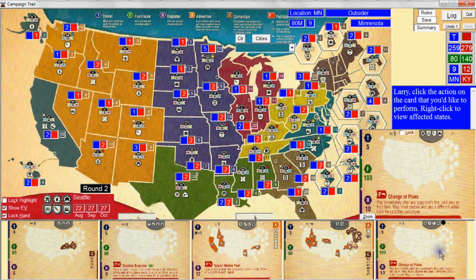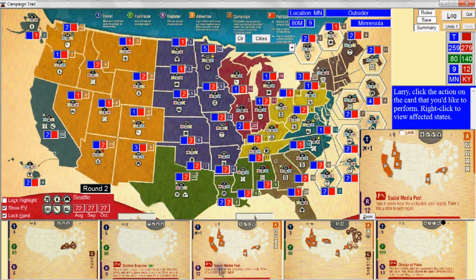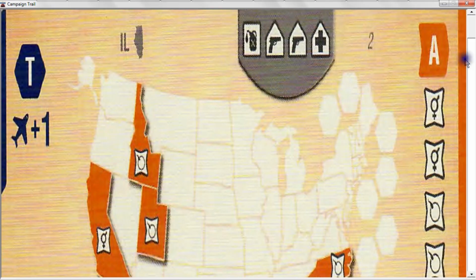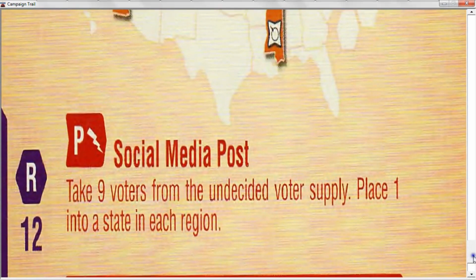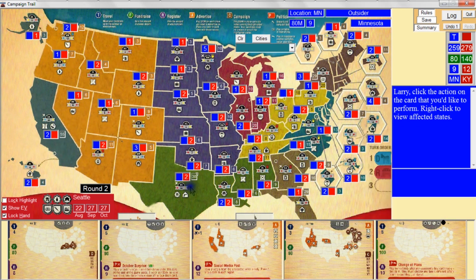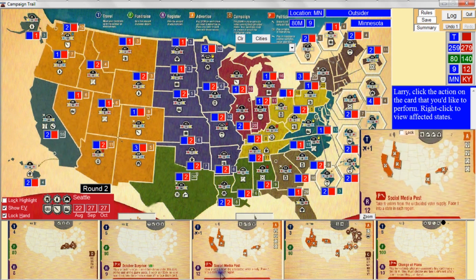I know I'm going to hold on to this card for purposes of the debate. Maybe I'll take advantage of social media posts. We saw that earlier. So social media post says I can take 9 voters from the undecided voter supply and place 1 into a state in each one of the 9 regions of the game. That's pretty powerful. Being able to place 9 voters in one shot is pretty good. So I think I'm going to use that for my turn.